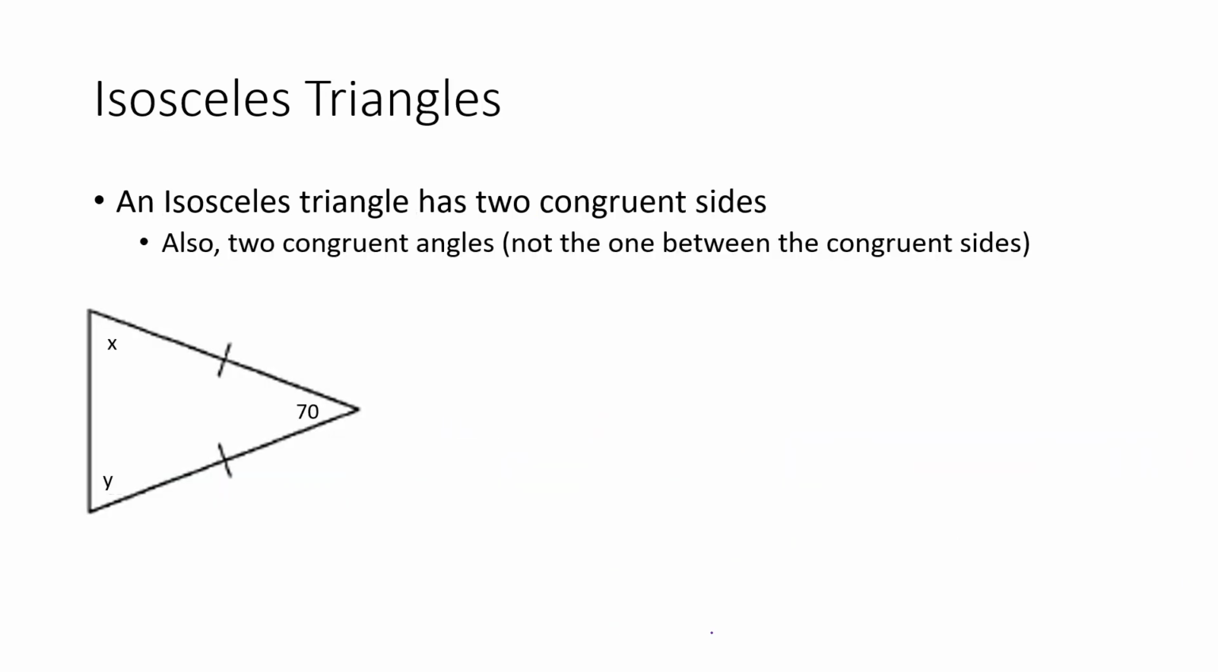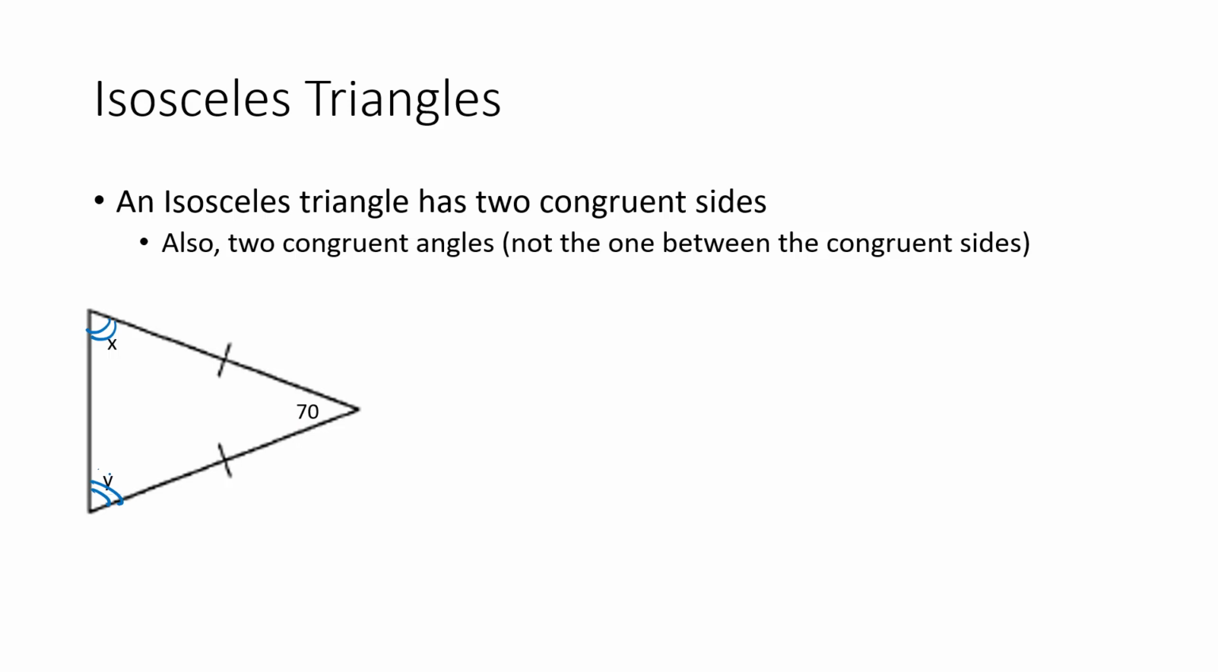The second property is close to it. It's an isosceles triangle. An isosceles triangle is a special type of triangle that has two congruent sides. When it has those two congruent sides, it also comes with two congruent angles. Not the one between the congruent sides, but the ones down at the bottom from the congruent sides. So the congruent sides correspond with congruent angles, not the one between, the ones on the outside.